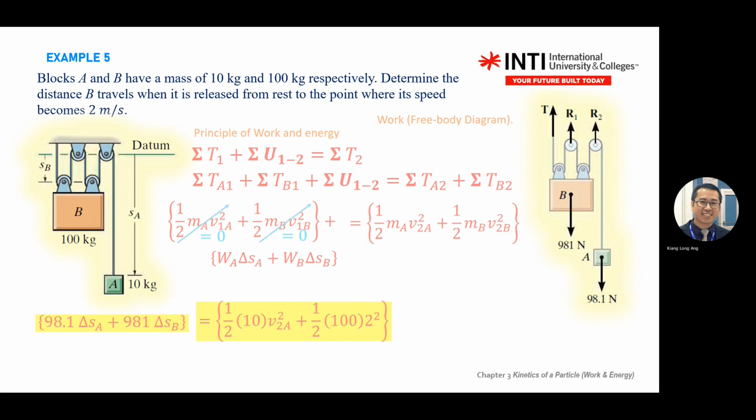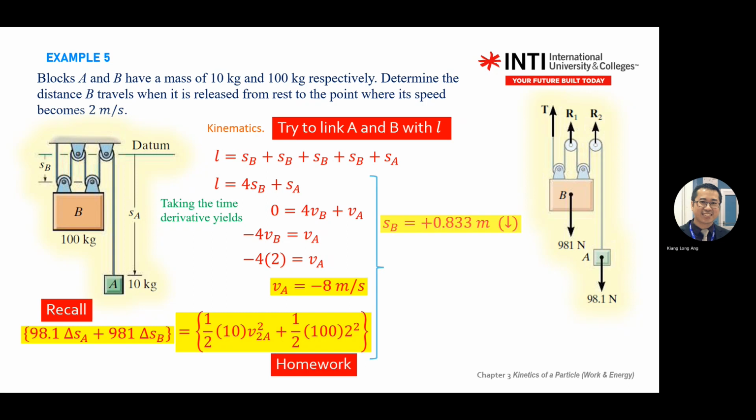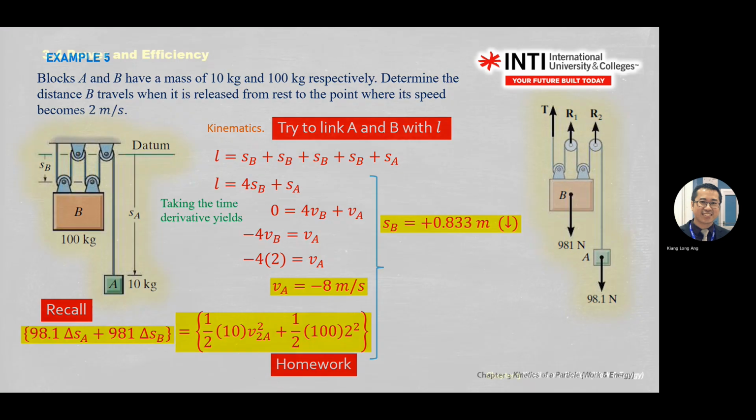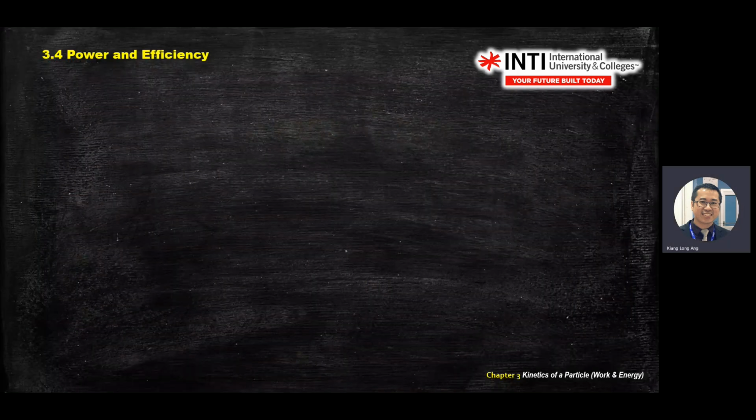Here. Substitute back. You get your SA, SB positive. Why? This equation gives you the SB already. Okay. This is how you do it. Okay, we stop here. Next, we look at power and efficiency.